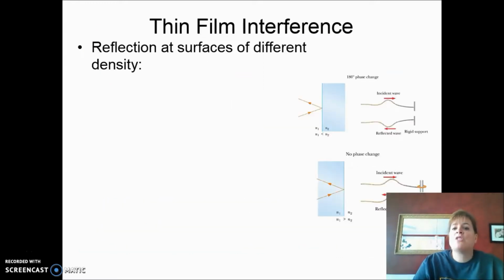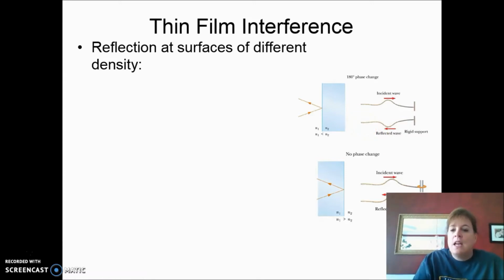Now, if you remember back to waves last year, we talked about mechanical waves, like waves on a string. And remember that if we sent waves on a string, and we did this actually with slinkies, and it hit a fixed end, which is kind of like a higher density medium, then the wave would reflect inverted.